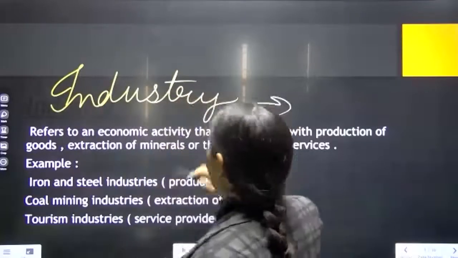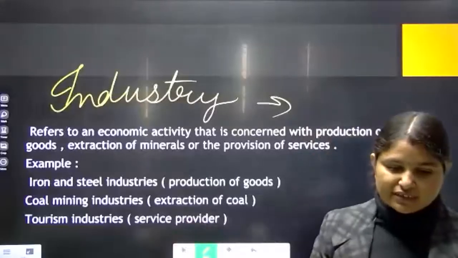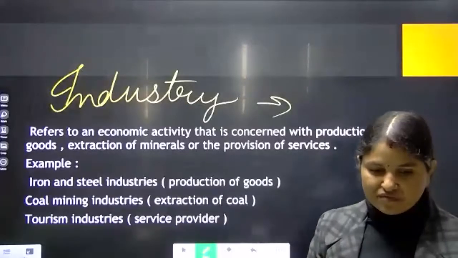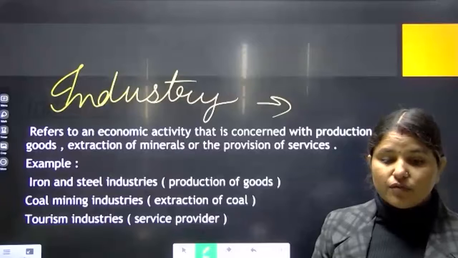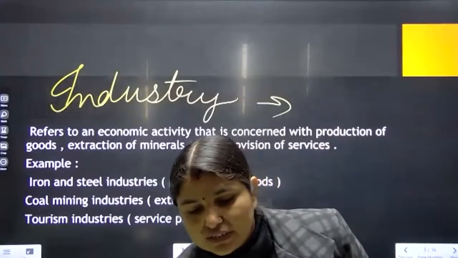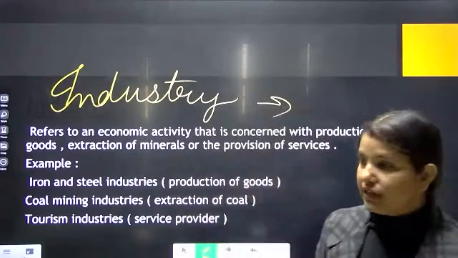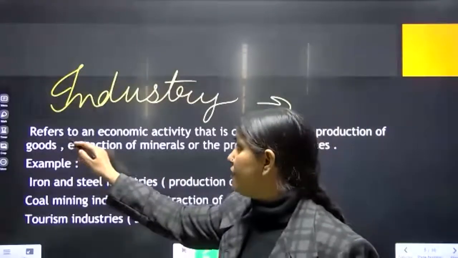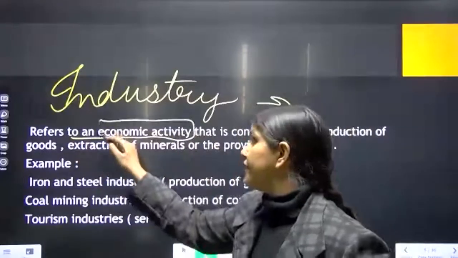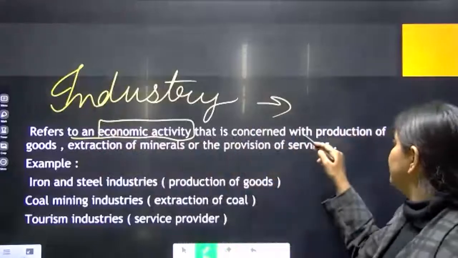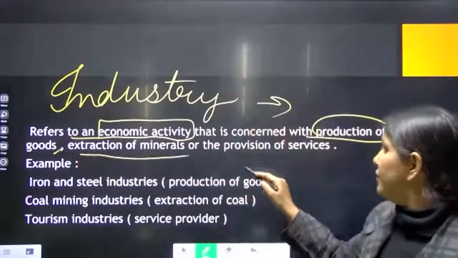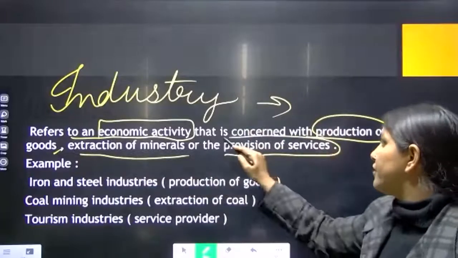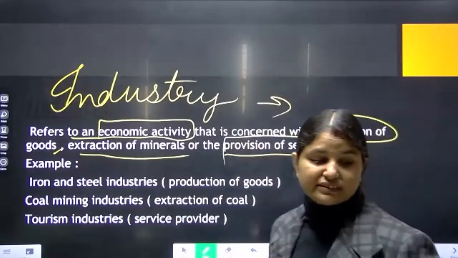Now if you see the definition of industries, on the board the definition is there. In your book, page number 50, last paragraph, there also the definition is there. First of all, I will read it out. You all can underline that definition, then I will explain it. Let's see. Industry refers to an economic activity that is concerned with the production of goods, extraction of minerals, and provision of services. Just see what it is saying here.